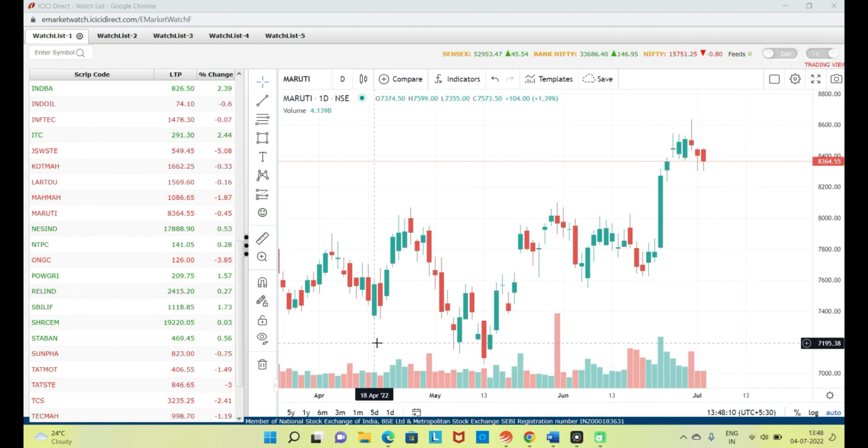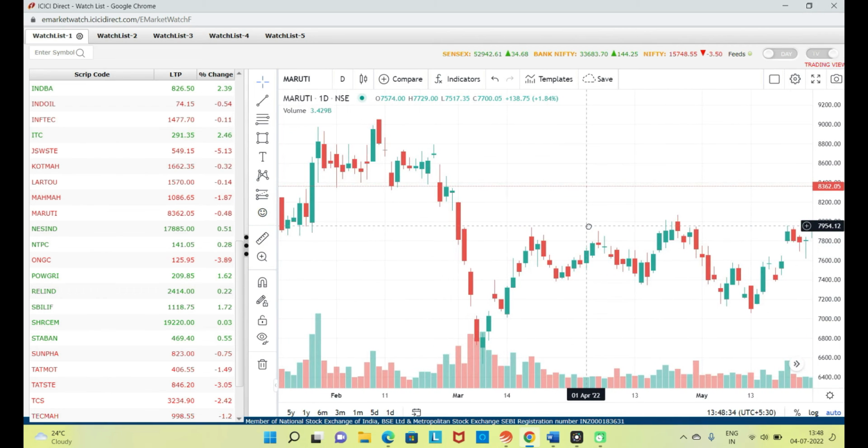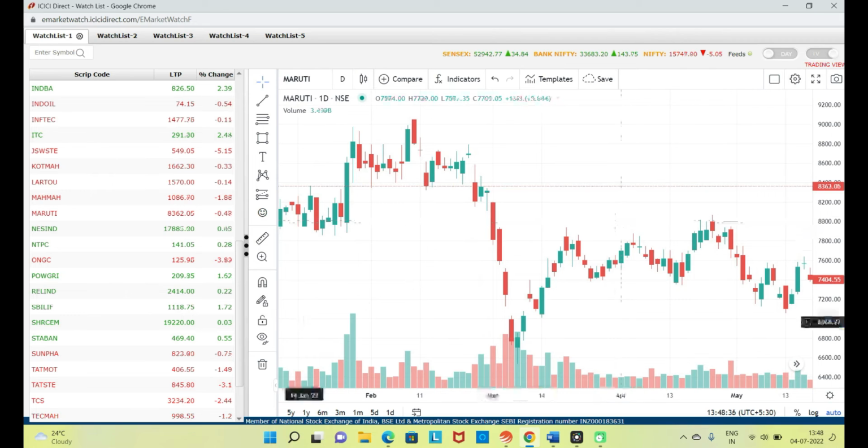I've taken a chart of Maruti. Let's see if we can find any hanging man here. Yeah, here it is. The trend of the stock was up. You can find a hanging man here, and after that you can see the stock has given a reversal in the trend. So let's see in any other stock where you can find better ones.